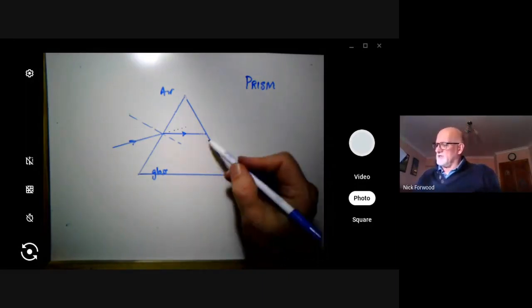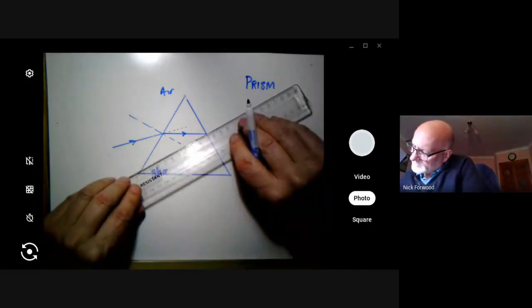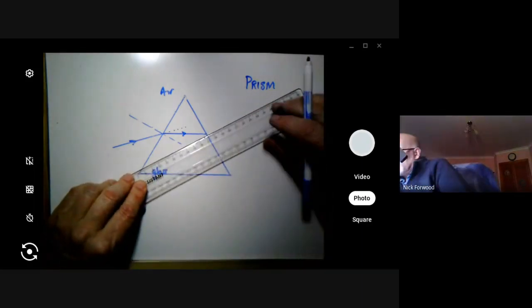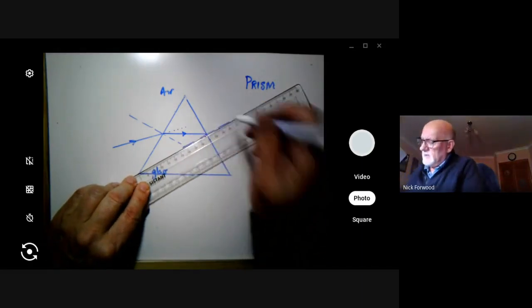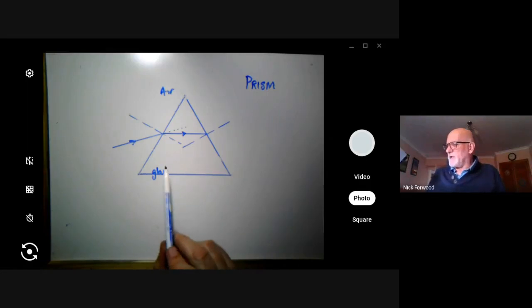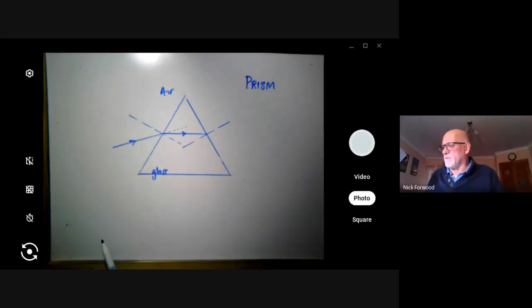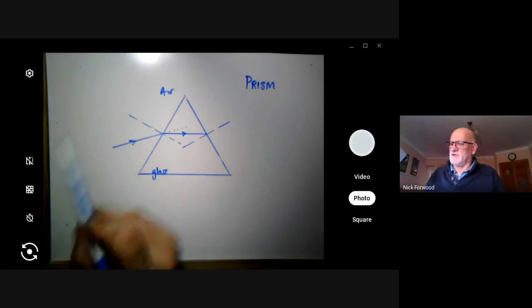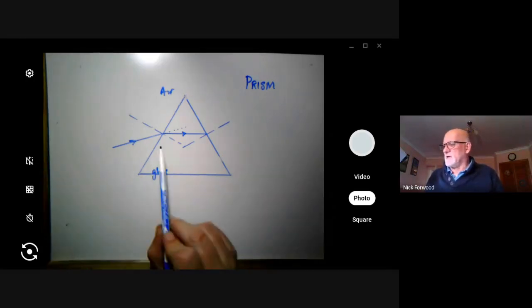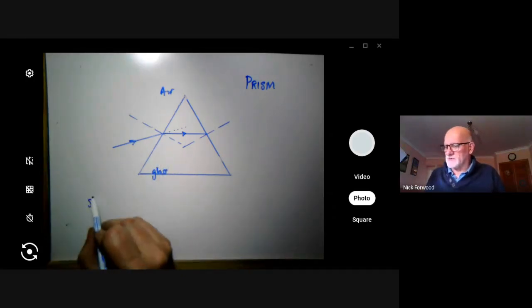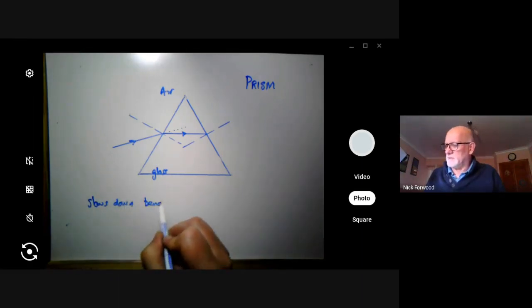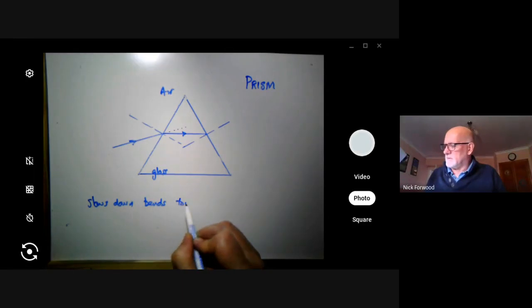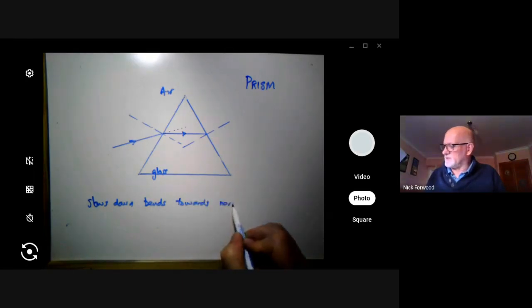And then it comes across here. What's it going to do there? Well, I think we should draw our normal line at 90 degrees. Try and get this right. And as it goes from the glass back out into the air, it's going to speed up. What does it do when it speeds up? Well, you had that written down before. As it slows down, it bends towards the normal. This is just what you've got written down probably higher up your page.